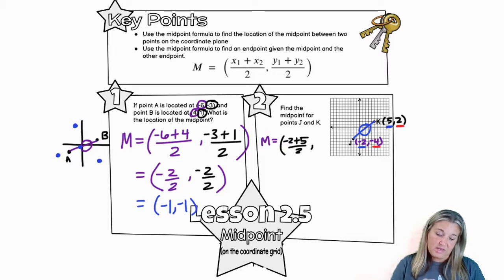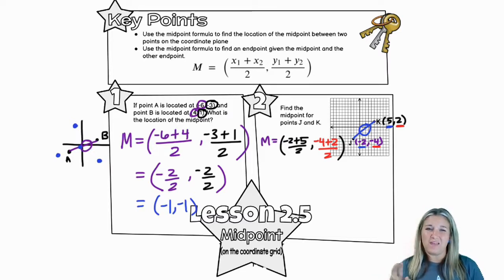So I'm going to get negative 4 plus 2 divided by 2. Now, it does not matter the order this time, but you want to keep track of which point you're using first and which point you're using second, because for fractional distance it will matter. This is a good idea. All right, so now I can do this.